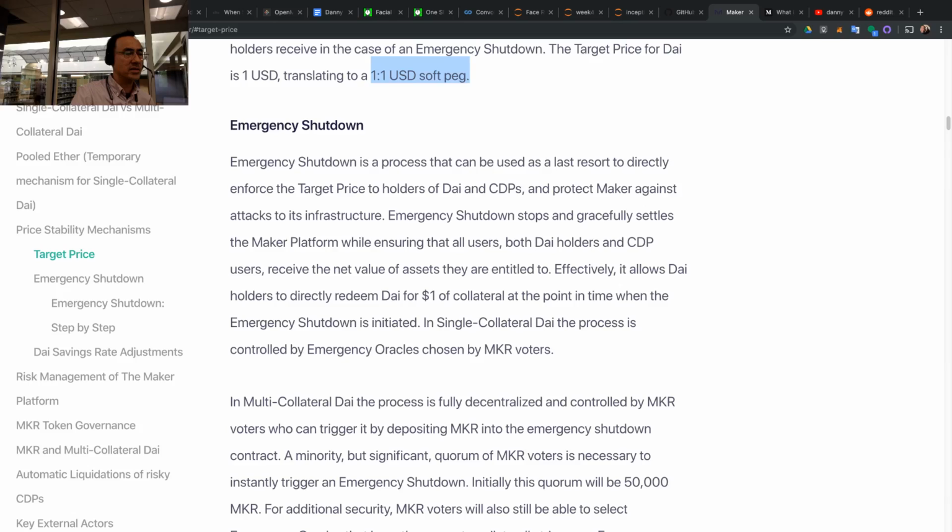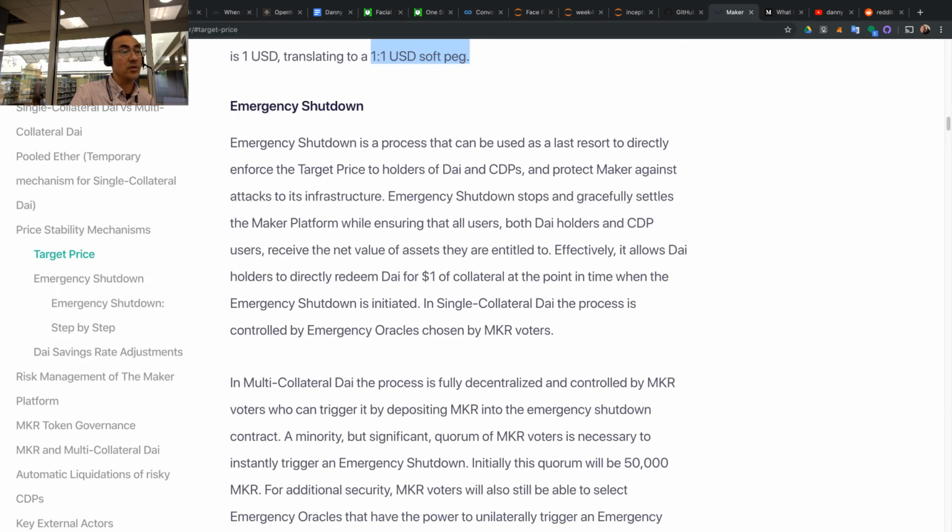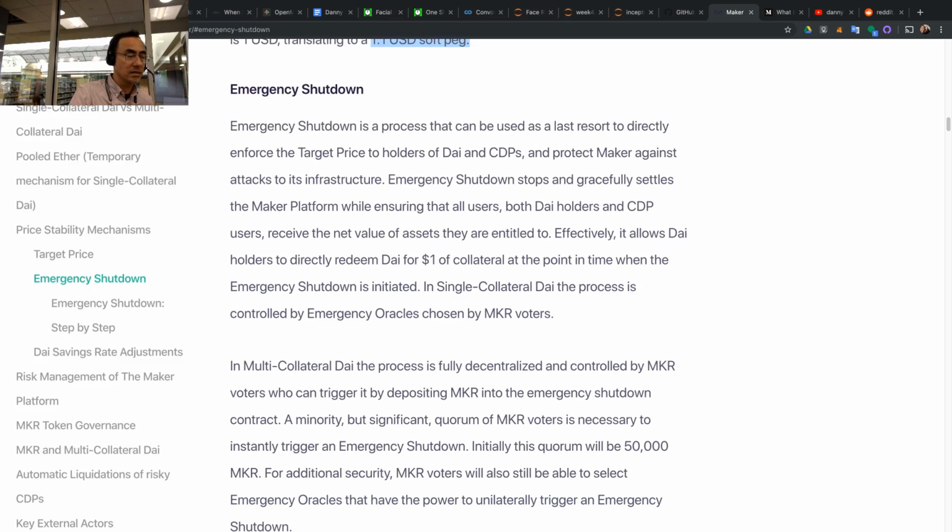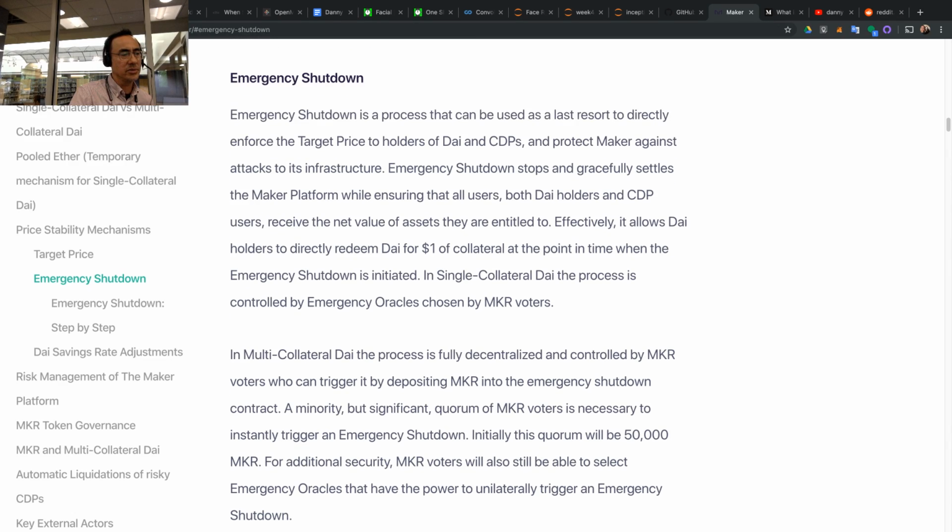So, emergency shutdown. Emergency shutdown is a process that can be used as a last resort to directly enforce the target price to holders of DAI and CDP, and protect Maker against attack to its infrastructure. Emergency shutdown stops and gracefully settles the Maker platform while ensuring that all users, both DAI holders and CDP users, receive the net value of assets they are entitled to.